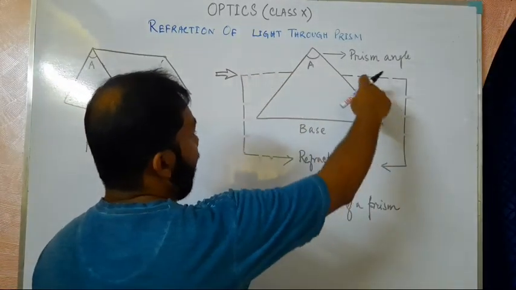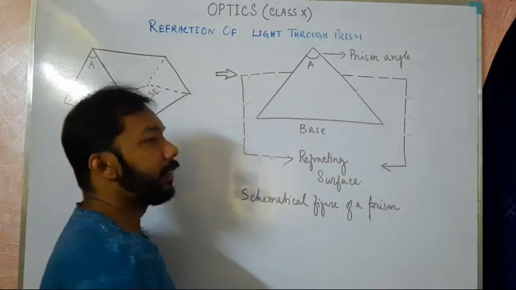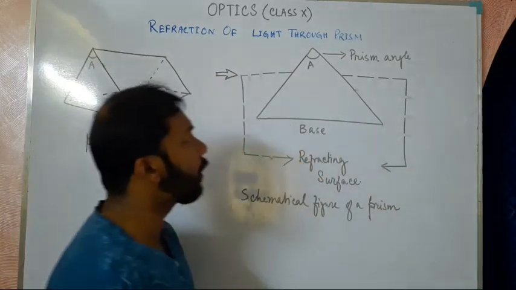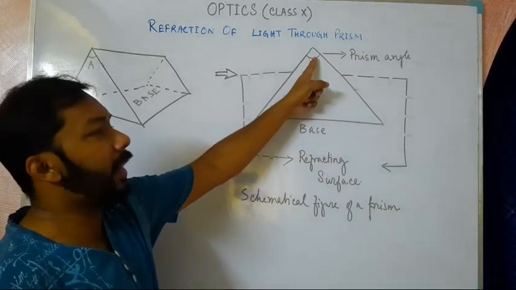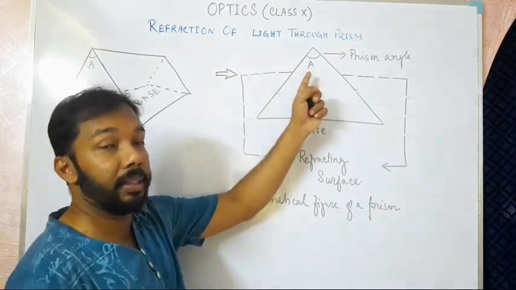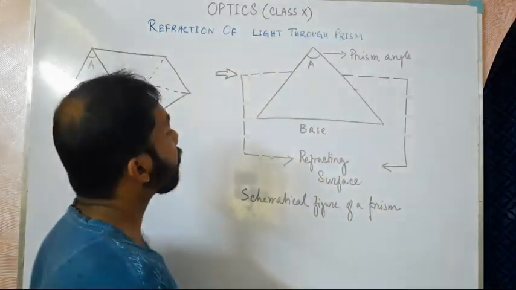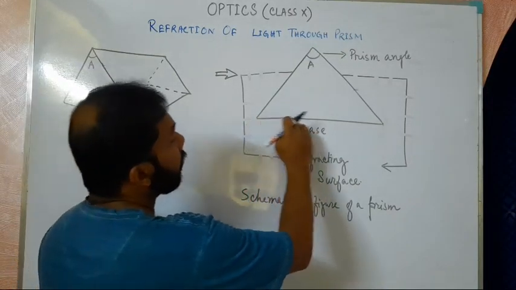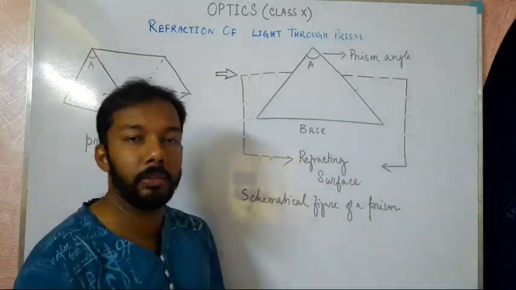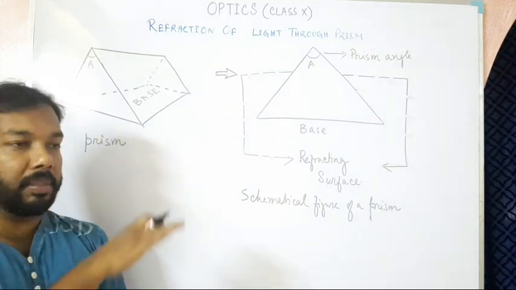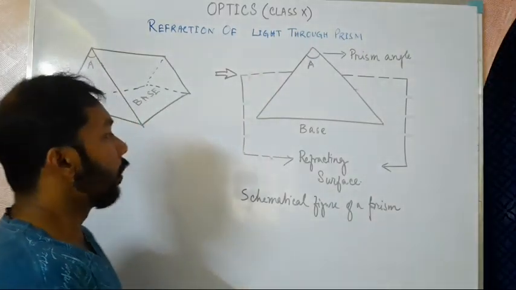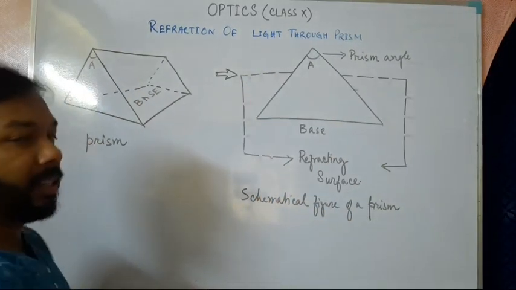These are actually the refracting surfaces where the light enters and emerges out from the prism. This angle is of course the prism angle. What we have said, it is a very important angle and the most characteristic angle of the prism. And the baseline actually shows the base, that means base surface of the prism. So this is the schematical figure of the prism.